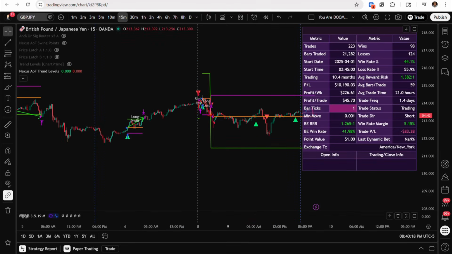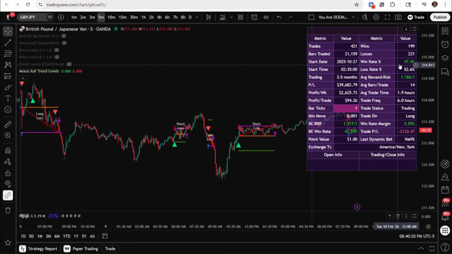And of course, we didn't stop there. So now we have this version here. So a little over 47% win rate now, 421 trades altogether. We are down on the 5-minute time frame again, so about 3 months worth of trading, but now our total profit and loss is at a gain of $39,682. Puts our total profit and loss per week at a gain of $2,625. So significantly better results. And of course, I'll add all this information to the spreadsheet that the patrons of the channel will receive.